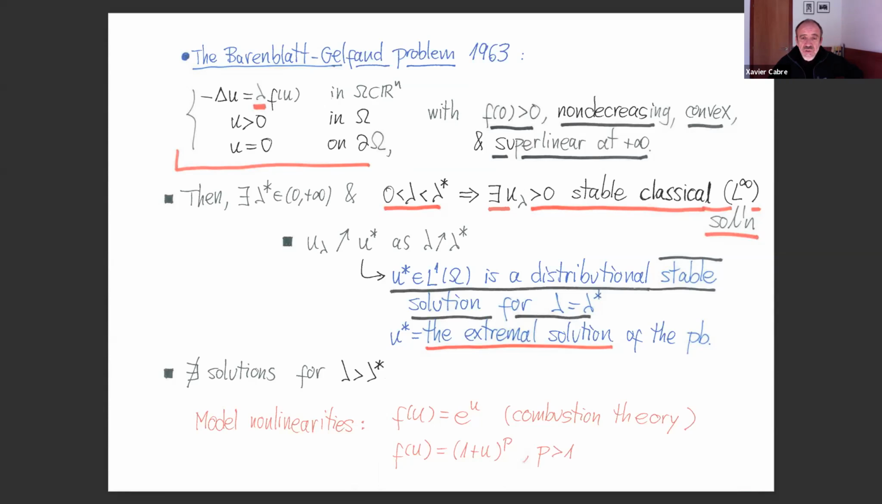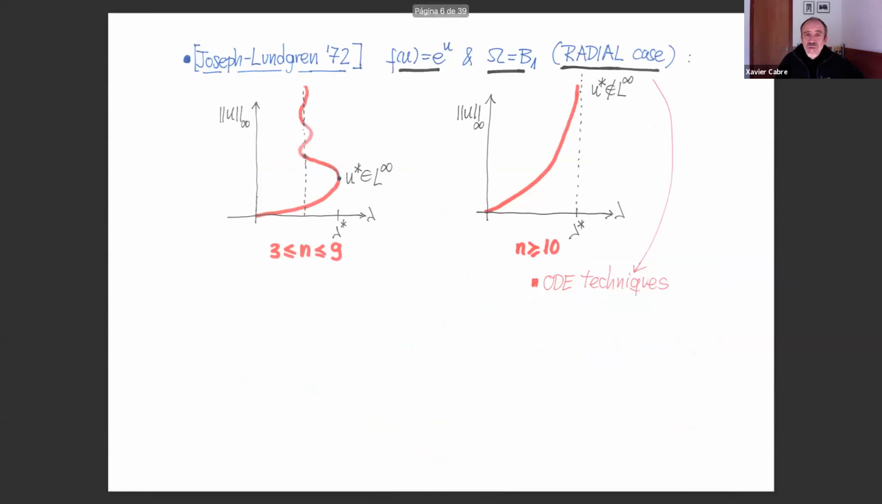All right. So what we are going to care about is the regularity of stable solutions. All these ones are bounded for lambda less than lambda star, but the lambda star solution, which is u star, is called the extremal solution. This, in principle, could be bounded or unbounded. In principle, it's not simple to determine this. The first paper on the subject was in 1972. Joseph and Lundgren studied the radial case by phase plane analysis for the power and for the exponential nonlinearity.